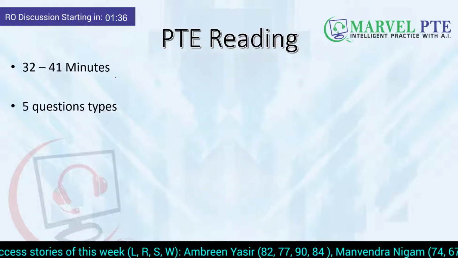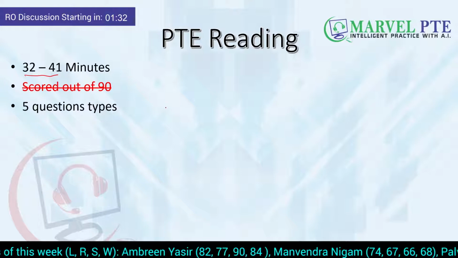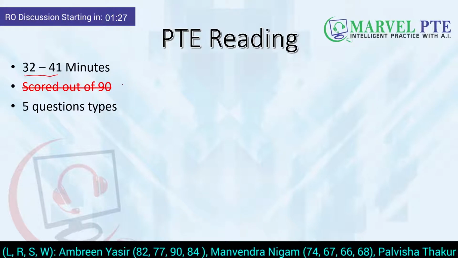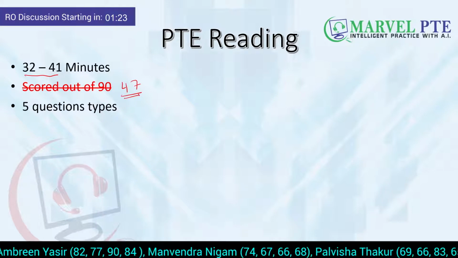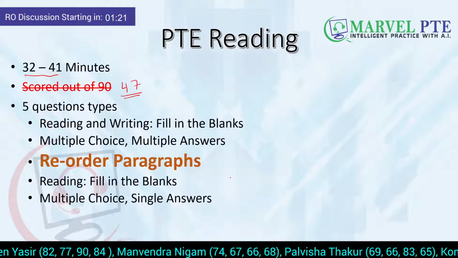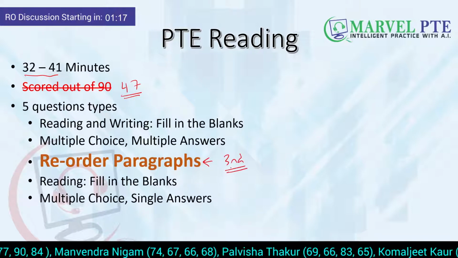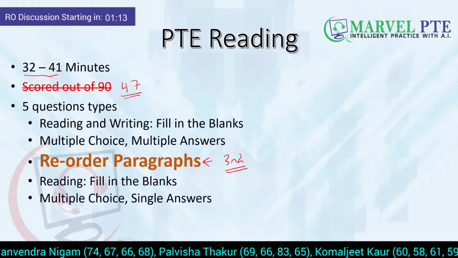PTE reading is 32 to 41 minutes and it is not scored out of 90. The reading module is not scored out of 90. The total marks for the PTE reading module is just 47 marks and it has 5 question types, and reorder paragraph is the third question type in this order. So you have to remember this, because we plan for every second and minute.